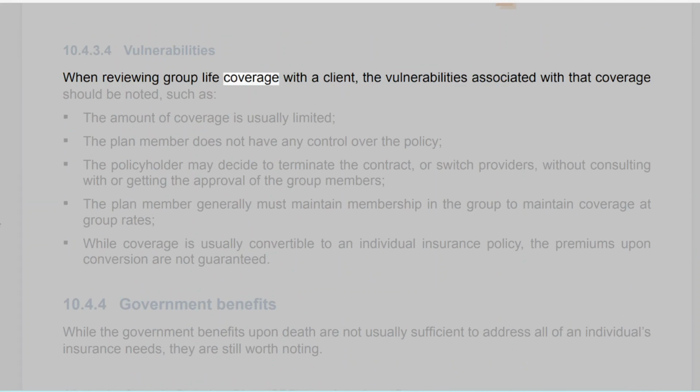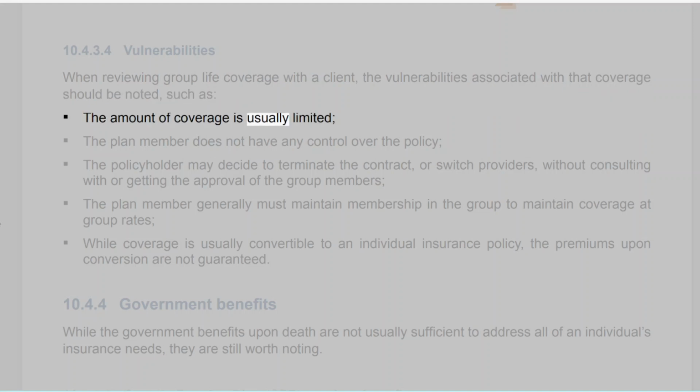When reviewing group life coverage with a client, the vulnerabilities associated with that coverage should be noted, such as: The amount of coverage is usually limited. The plan member does not have any control over the policy. The policyholder may decide to terminate the contract or switch providers without consulting with or getting the approval of the group members. The plan member generally must maintain membership in the group to maintain coverage at group rates. While coverage is usually convertible to an individual insurance policy, the premiums upon conversion are not guaranteed.